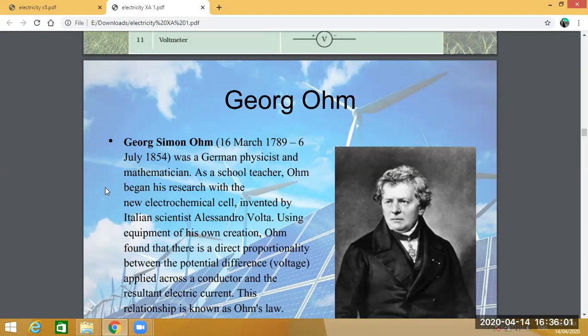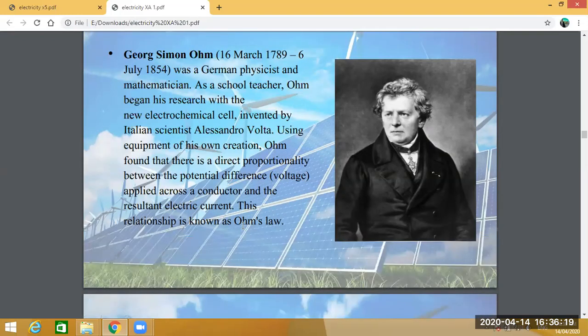And if you reverse the same thing, potential difference across the conductor is directly proportional to current flowing through it. More is the current flowing through it, more potential difference will be across the conductor. So this was the brief introduction about George Simon Ohm.